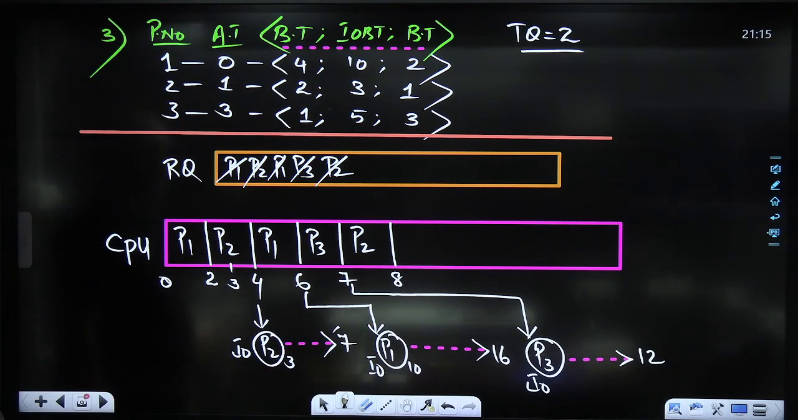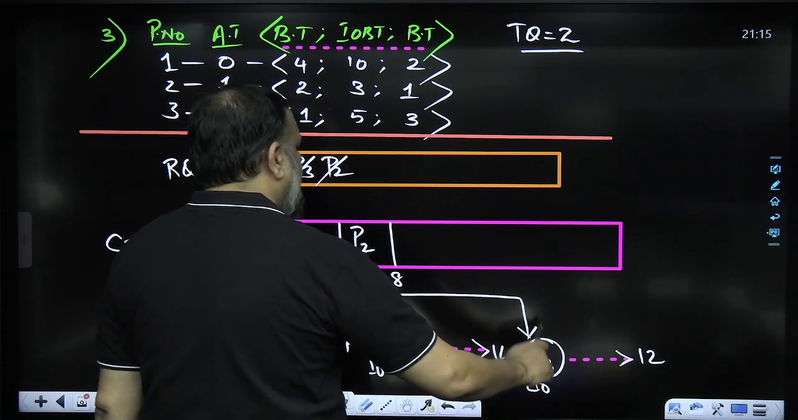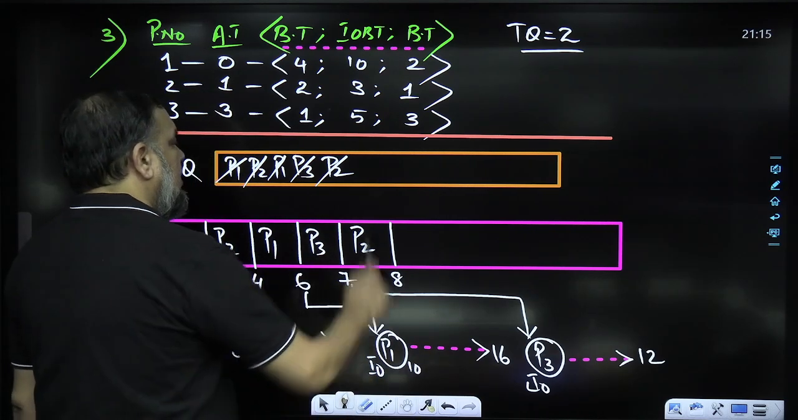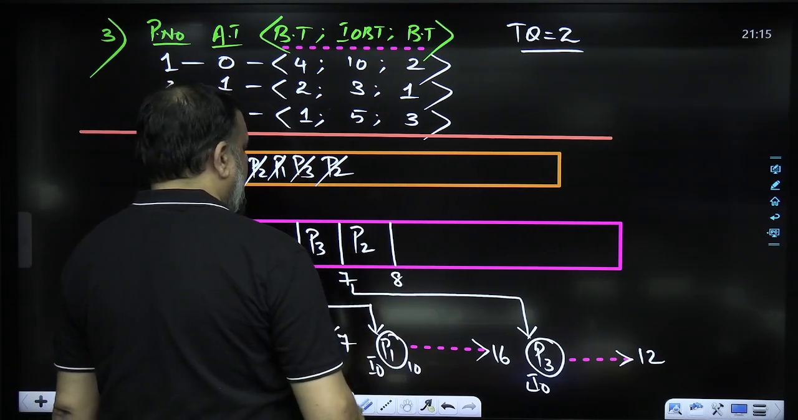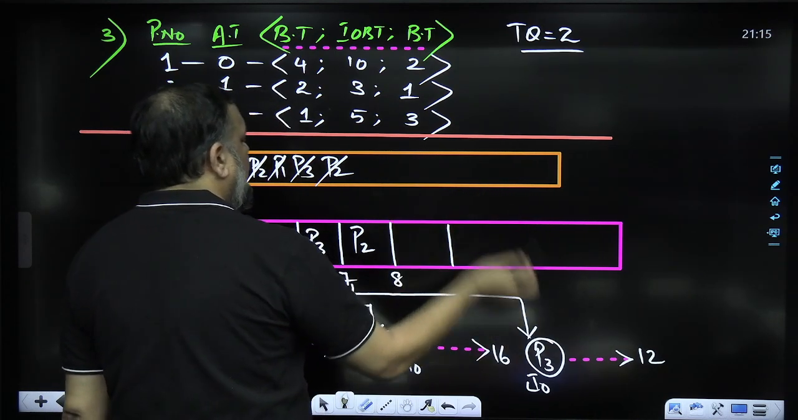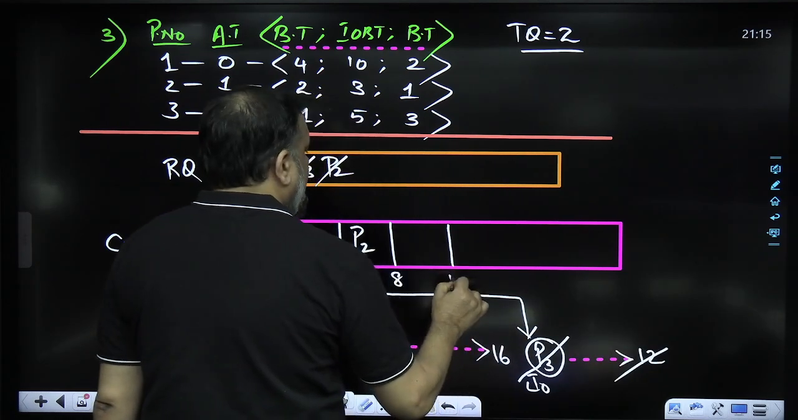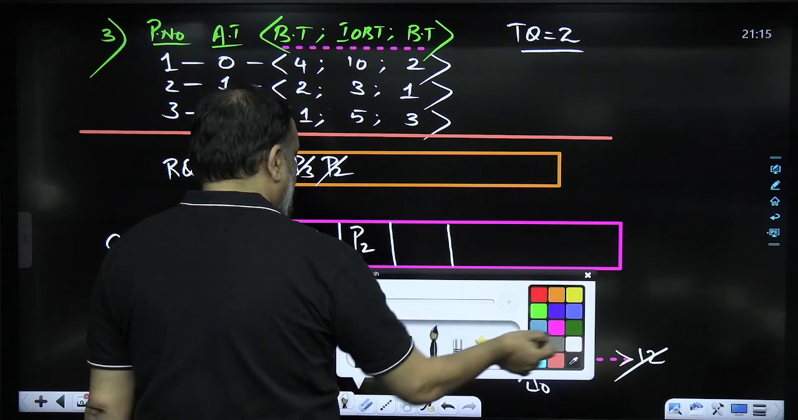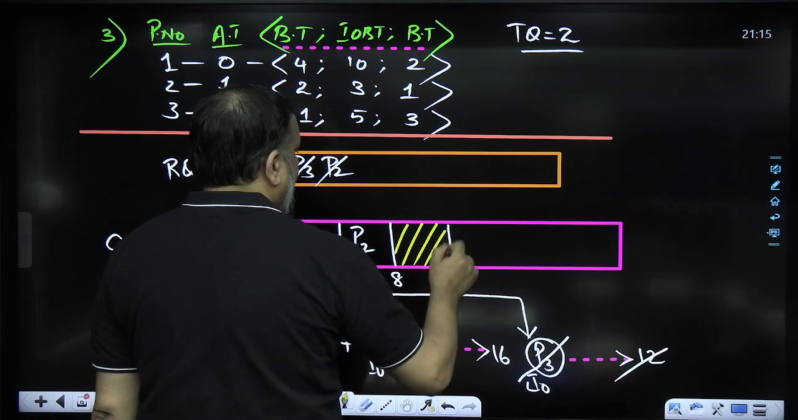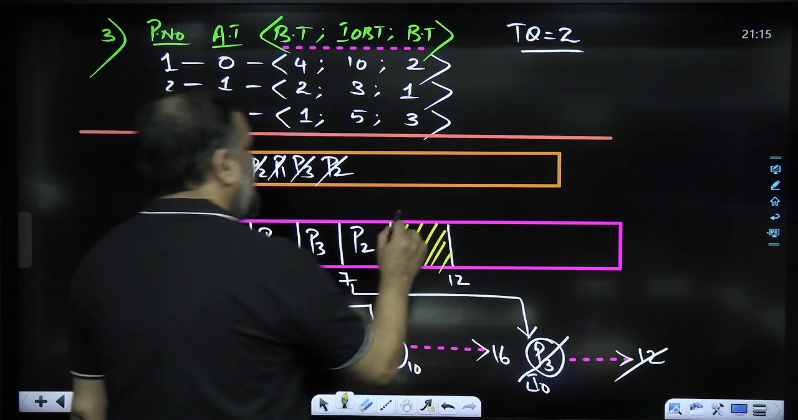P2 is over. Now when P2 is over, P1 and P3 are still busy with their IO, and P3 is going to finish IO at time 12 and P1 at time 16. Meanwhile, the ready queue is empty, so the processor is bound to be idle. It is going to be idle until what time? Until some process comes back to the ready queue. Who is going to come first? P3, at time 12. So from 8 to 12, the processor is going to be idle. So this is the idleness of the CPU.